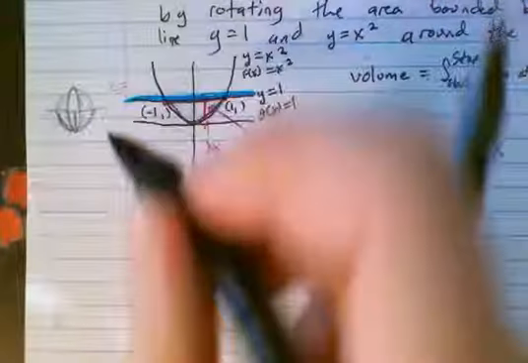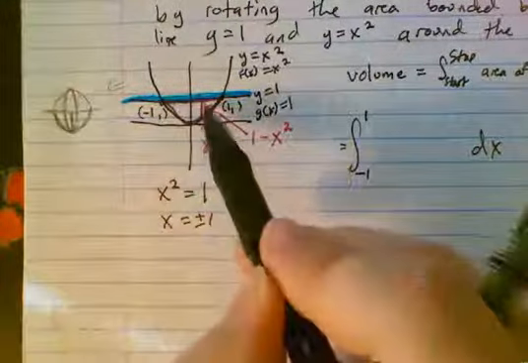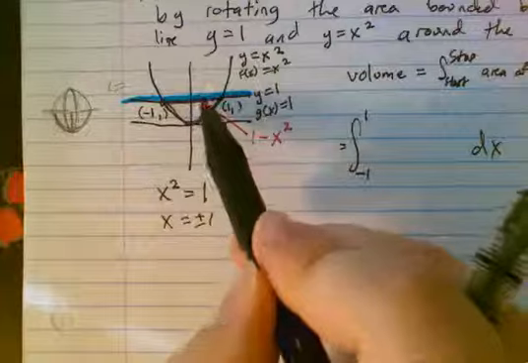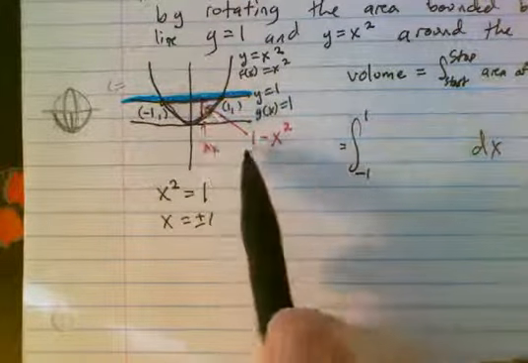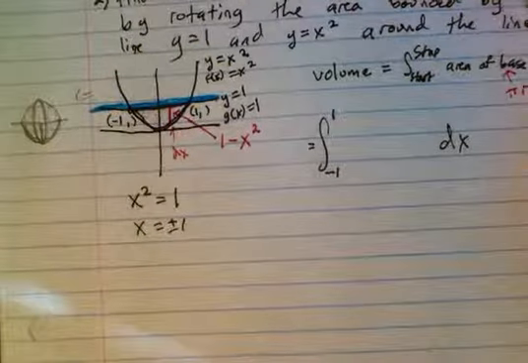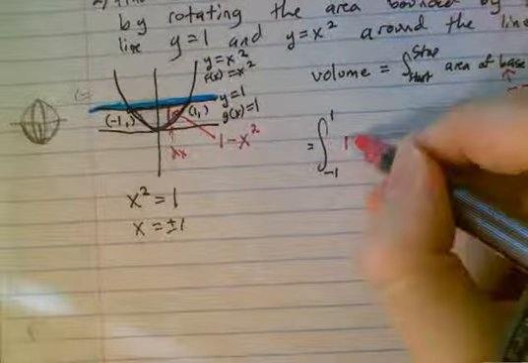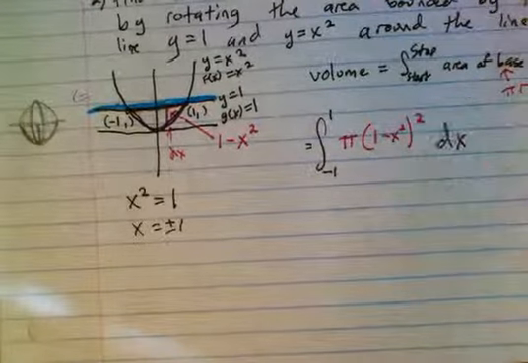So we basically get this little curve where we have a whole bunch of circles. We can see then that the cross section is a circle with a radius. That's the distance from the axis to this f of x equals x squared. So this little red part here is the radius. So we can do pi (1 minus x squared) squared.